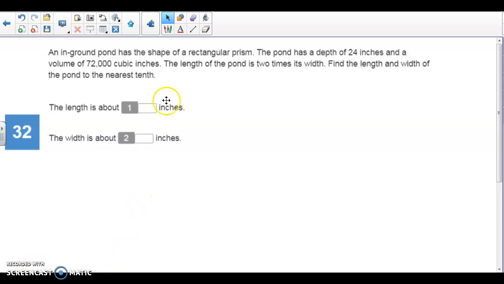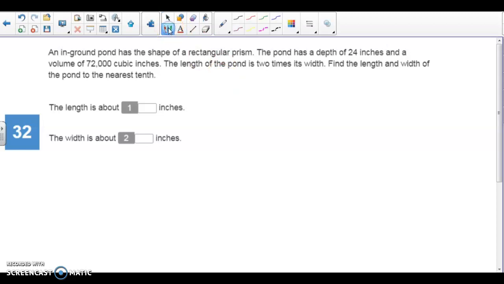So for question 32, they give us some dimensions of a pond. It's in the shape of a rectangular prism. They say that it has a depth of 24 inches and a volume of 72,000 cubic inches. The length of the pond is 2 times its width. So find the length and width of the pond to the nearest tenth.